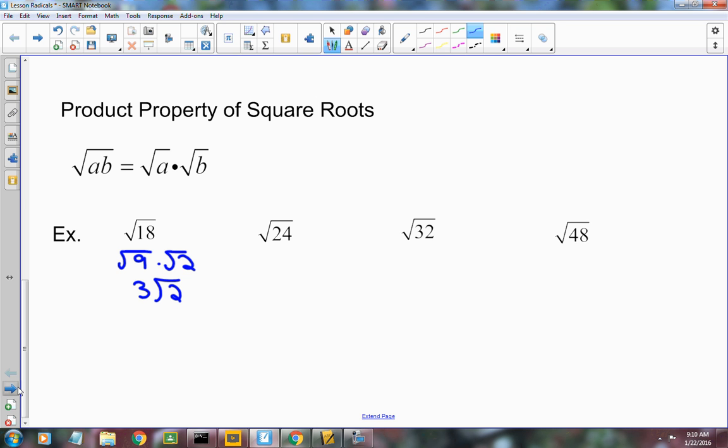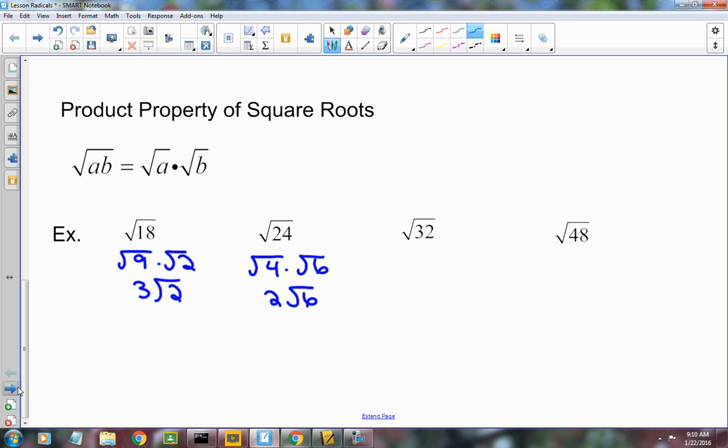How can I break 24 down? Okay, but 8 or 3 are either one of those perfect squares. Okay, I would probably use 6 and 4, okay? So I'm going to break this into the square root of 4 times the square root of 6, and what's the square root of 4? 2 times the square root of 6.